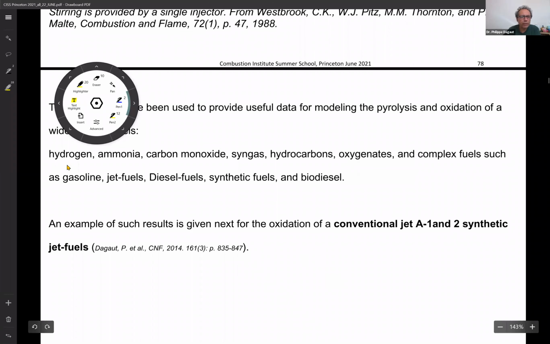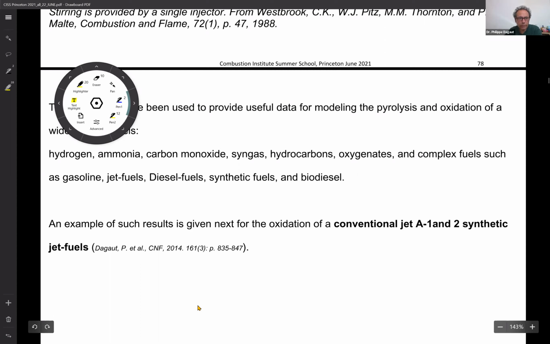The interaction of ammonia with NOx: you know that in order to reduce the emission of NOx, we can inject ammonia. And this process has been studied in such reactors also. So I will show you some examples of experimental results obtained using this type of reactor, and we compare data obtained with conventional Jet A1 and two synthetic jet fuels.